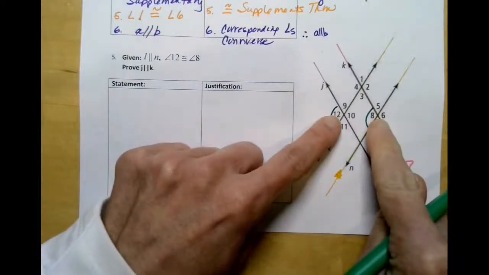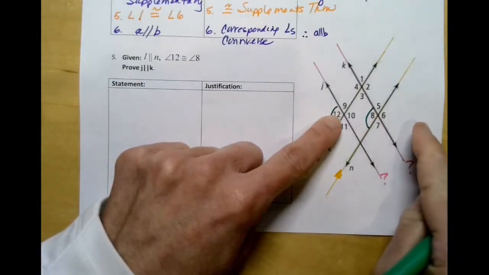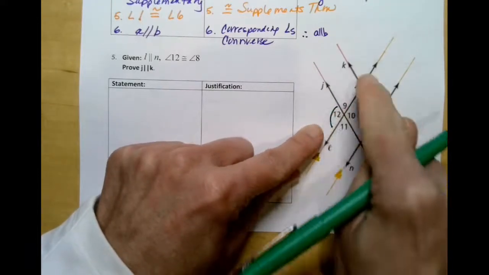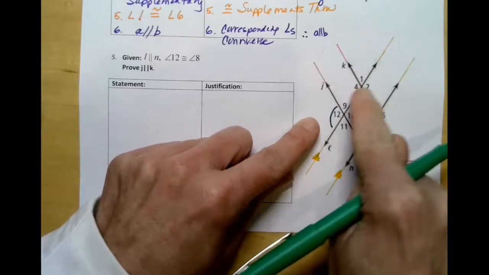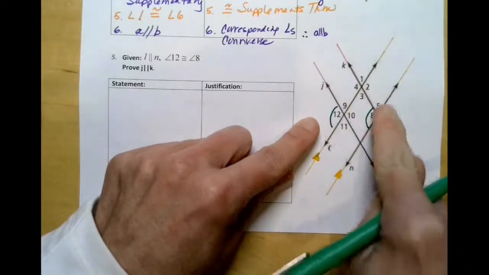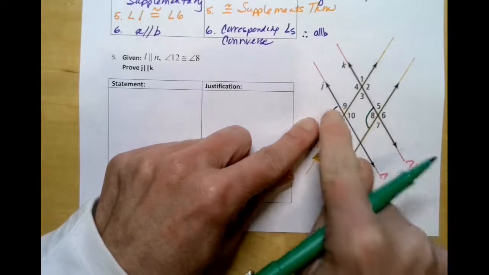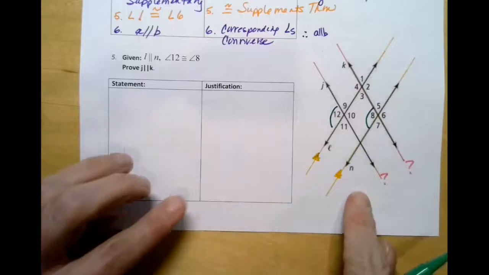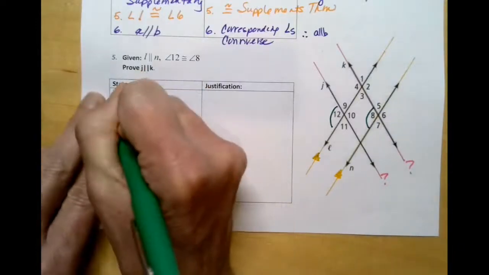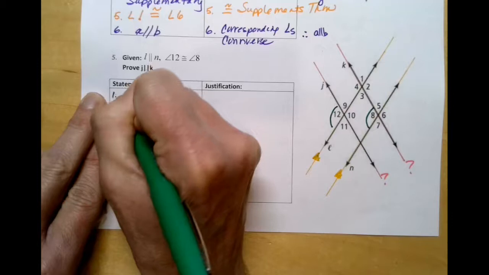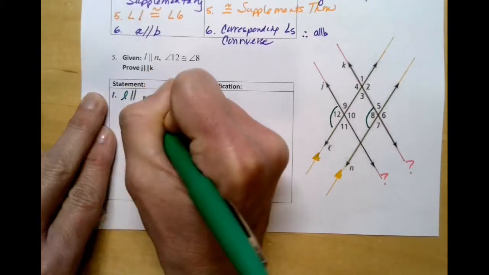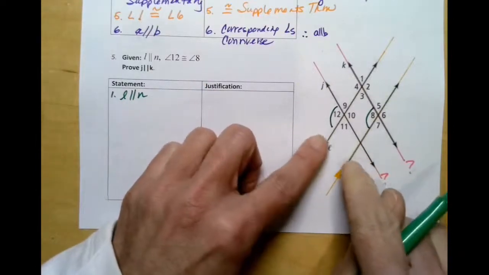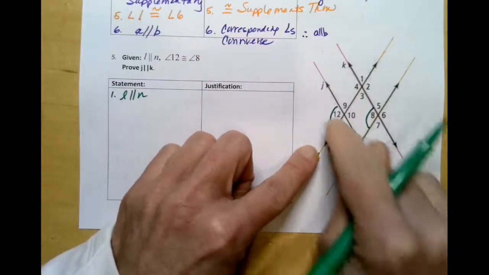Now, angle 12 and 8 don't share a transversal, so we're going to have to figure out a way to jump our way from family to family to family. Do you see this 1, 2, 3, 4 family? They're different from my 5, 6, 7, 8 family, and they're different from my 9, 10, 11, 12 family, and somehow I have to find a bridge from each one. All right, let's see what we have. I have given line L is parallel to line N.